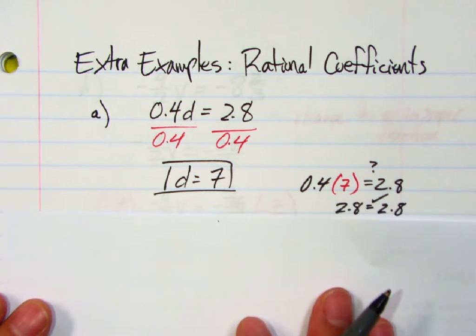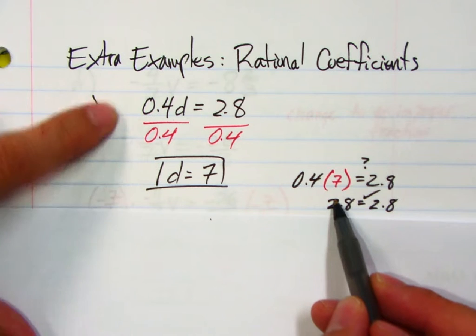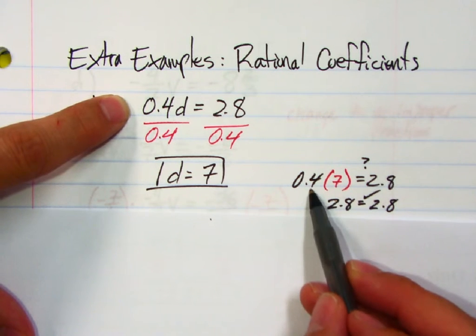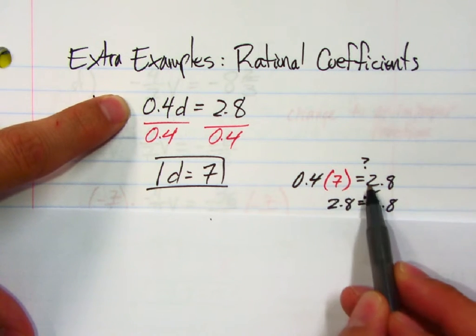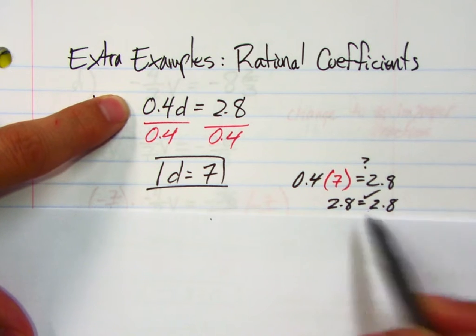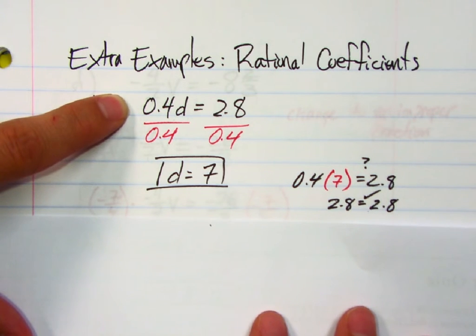And then, of course, I want to check my work. So I plug it back into the original. Okay, 0.4 times 7. Does that equal 2.8? And then, sure enough, you can check with your calculator, see that's true.